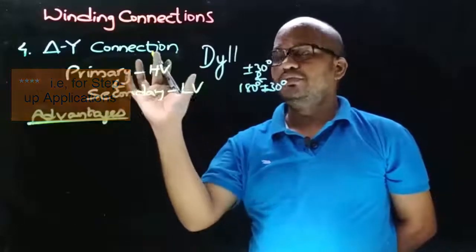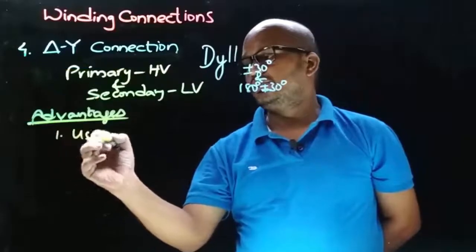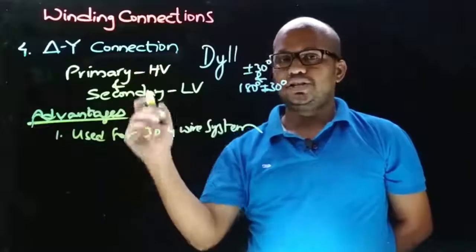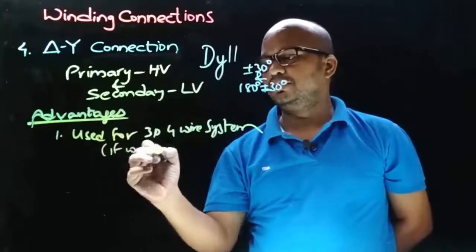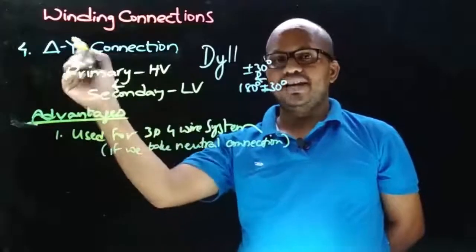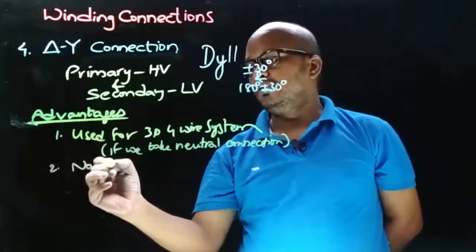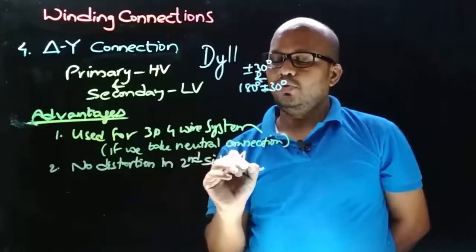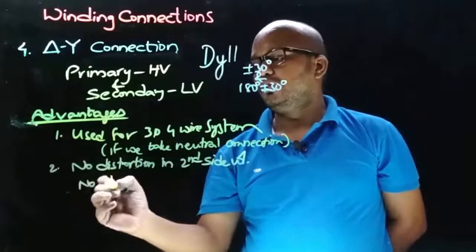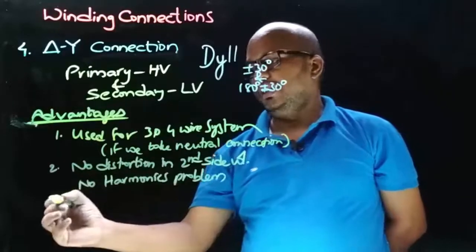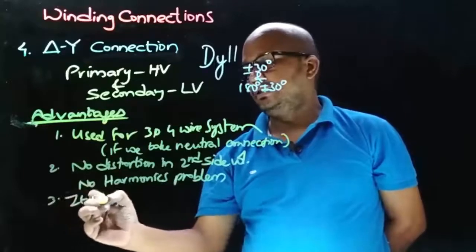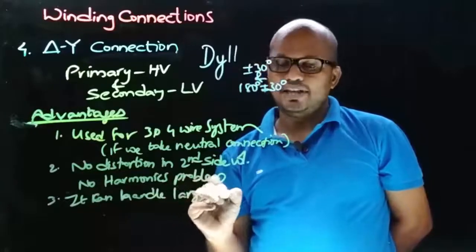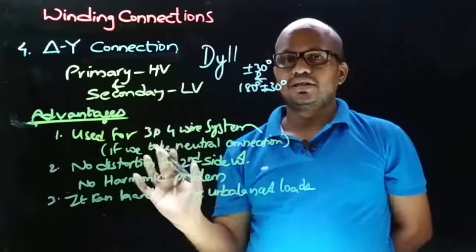The advantage of delta star connection is that it can be used for a 3-phase 4-wire system, because star can have a neutral connection, so we take the neutral connection. And as this connection has a delta connection, there is no distortion in the secondary side voltage, that is, no harmonics problem. And the third advantage is that it can handle large unbalanced loads. These are the main advantages of delta star connection.